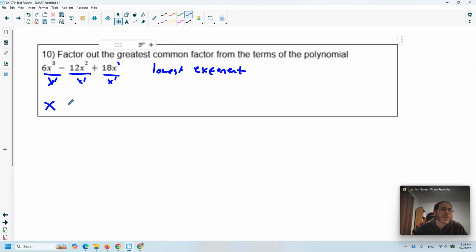So we get x, 6x squared, 3 minus 1 is 2, minus 12, 2 minus 1 is 1. And then these x's are going to cancel out. 1 minus 1 is 0, so I don't need to write the x's anymore. Now I need to divide.